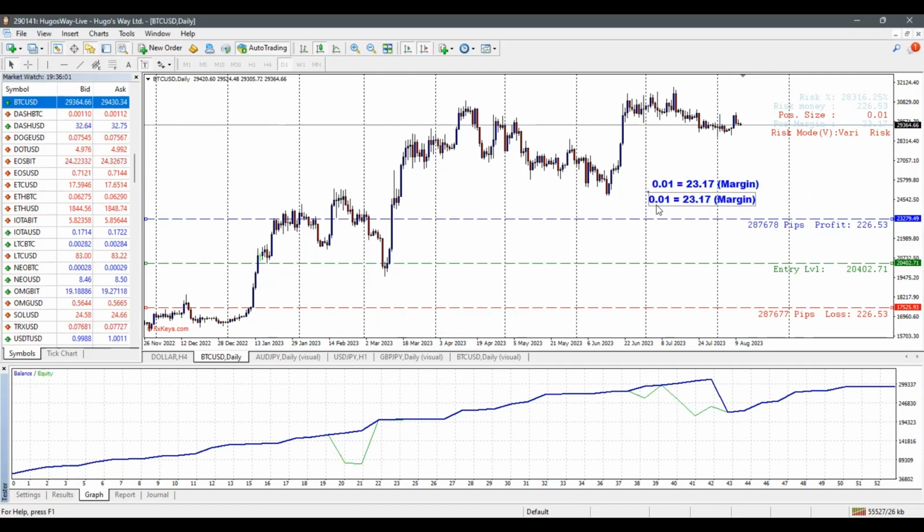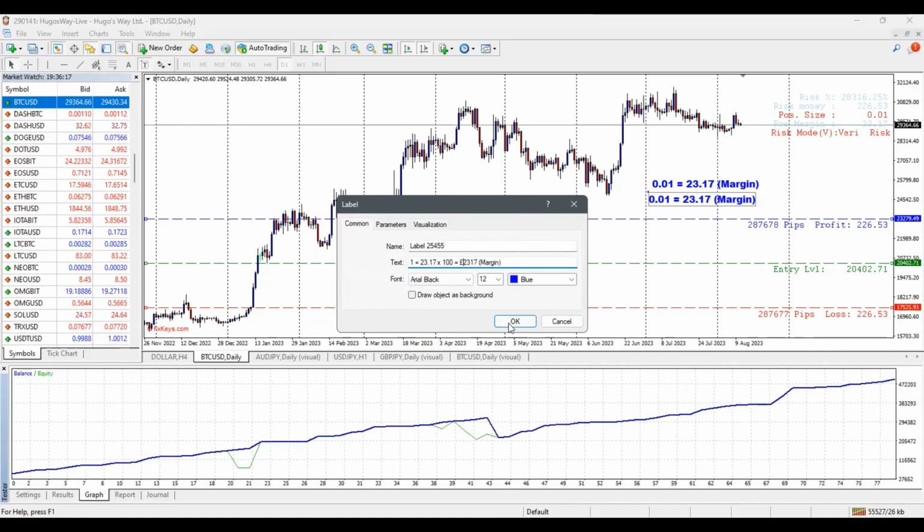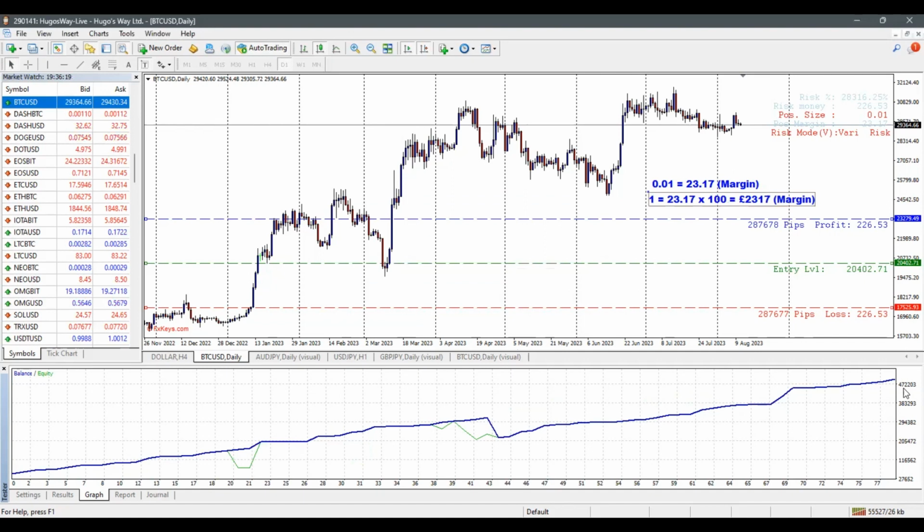So right now, to trade one lot, we have to times by 100, which would equal 23,117 pounds. And this is in pounds, guys. So in dollars, it will be maybe slightly more, right? Now, here you go, guys. You can see we're at 472, almost 500K right now on the robot.